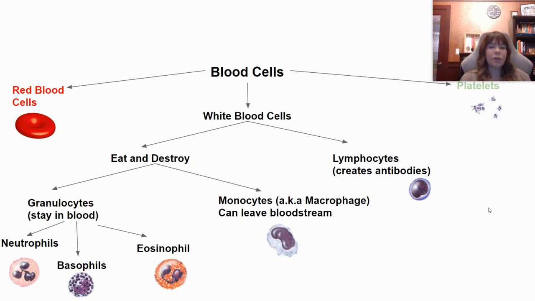So that is the flow chart that I want you to add to the bottom of the page with the blood. And you can make sure that you color those appropriately. Make sure you add pictures because we are going to have some questions about those specific types of blood cells.